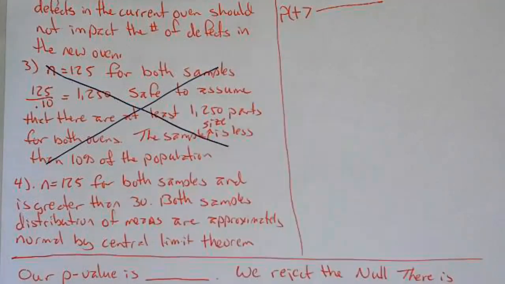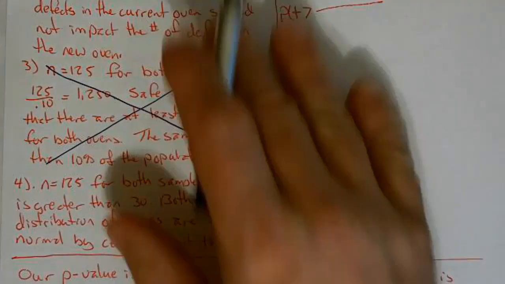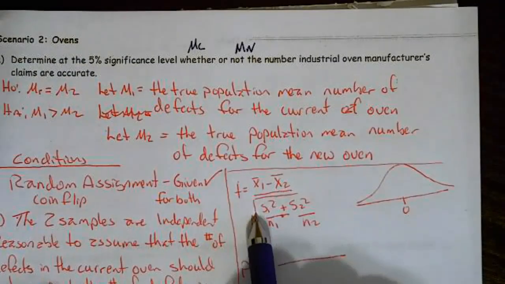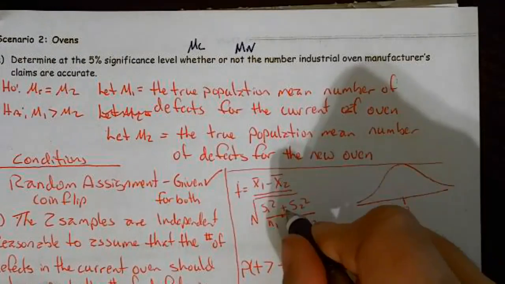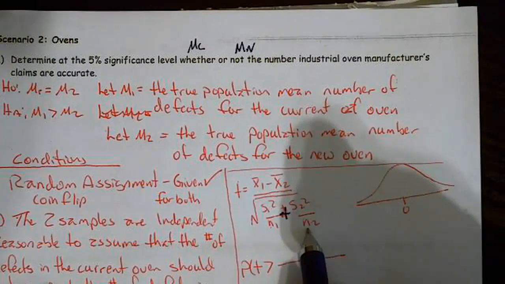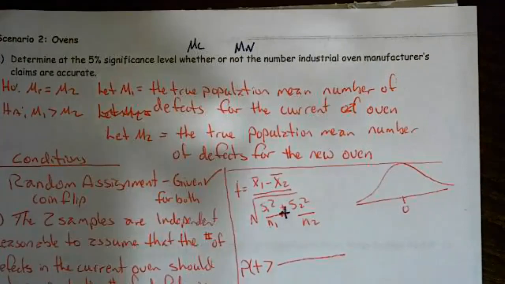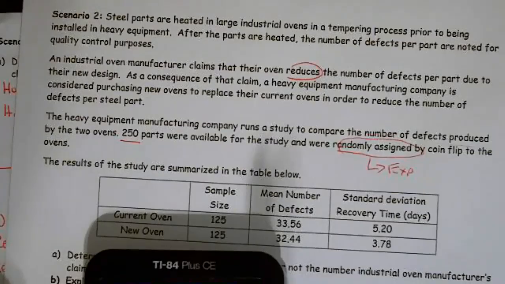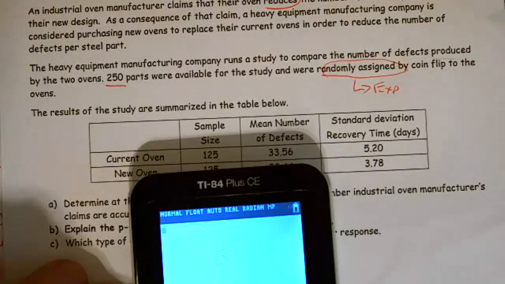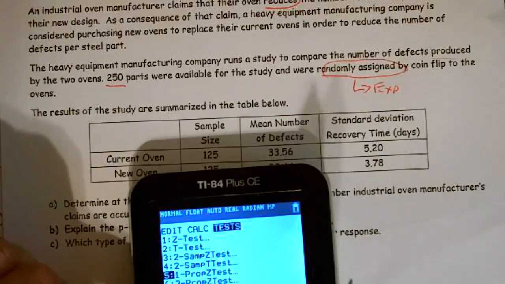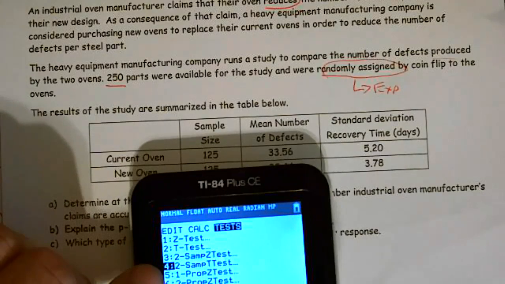So we have now addressed the conditions, so we're ready to run our hypothesis test. Our formula is x bar 1 minus x bar 2 over the square root of s1 squared over n1 plus s2 squared over n2. So I've taken a moment and I go back and I go, all right, I need to input the data. So stat test, and it's a two sample t-test on the calculator.